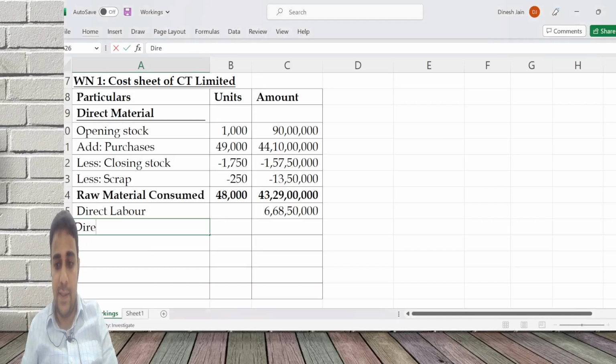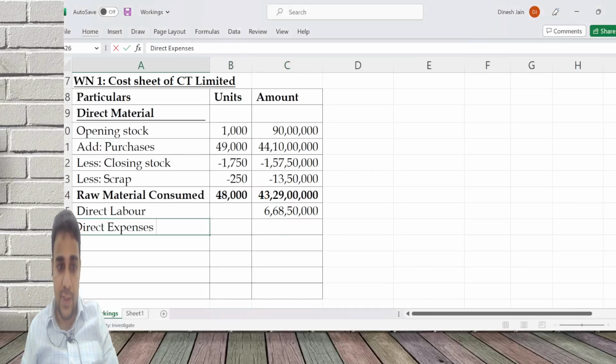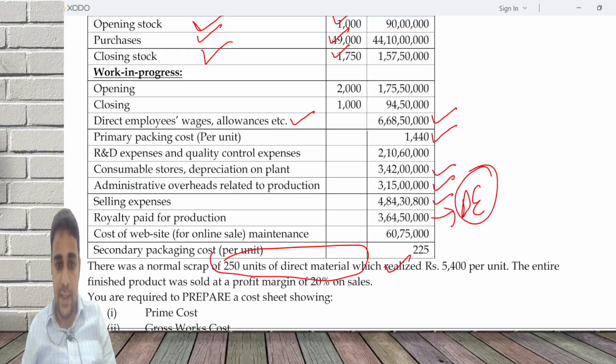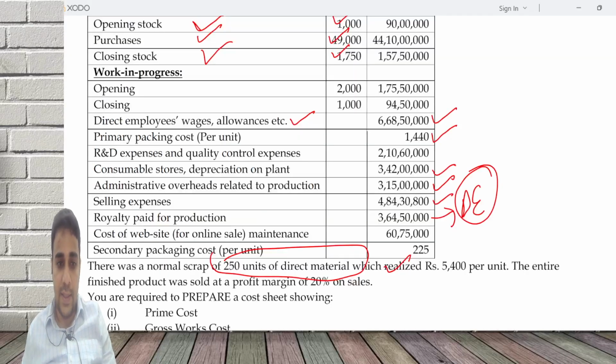Direct expenses. The direct expense figure given in the question is royalty. Royalty is the direct expense: 3 crore 64 lakh 50,000.